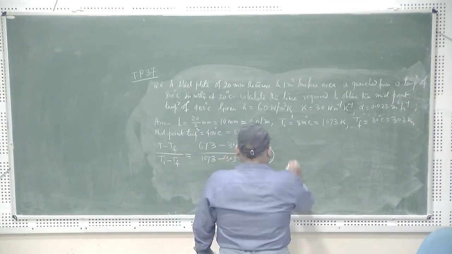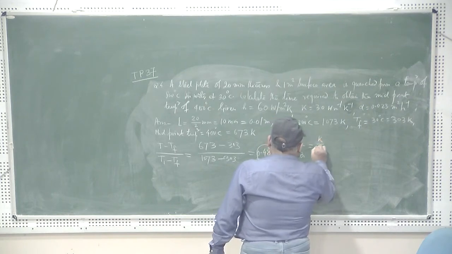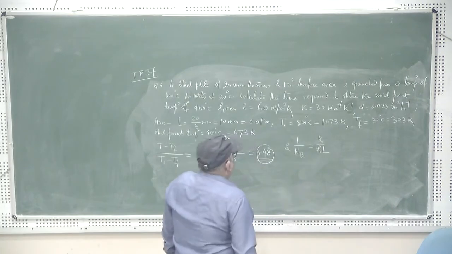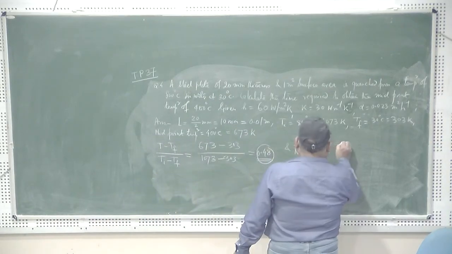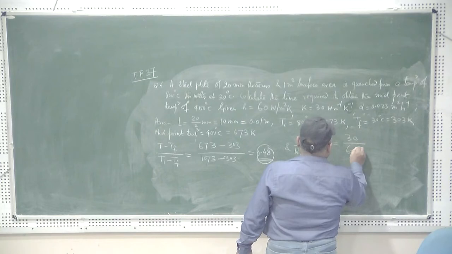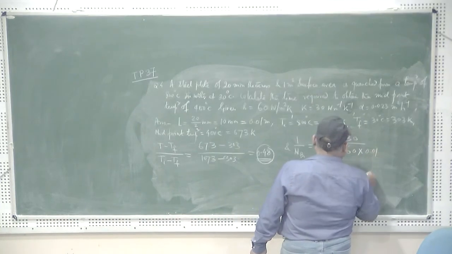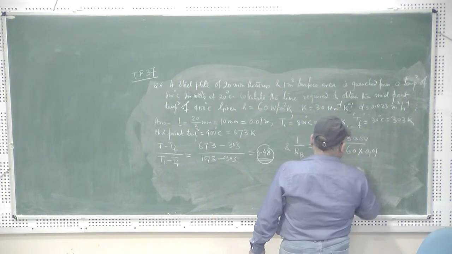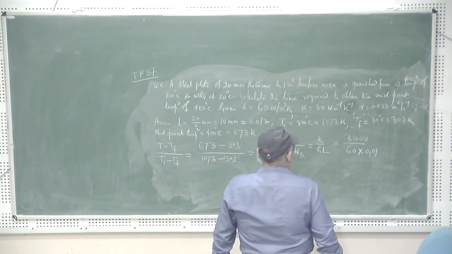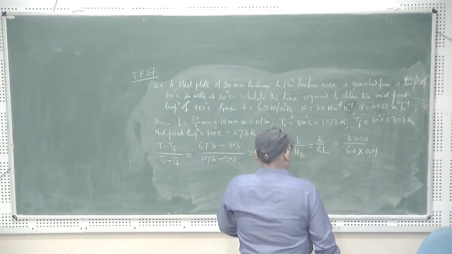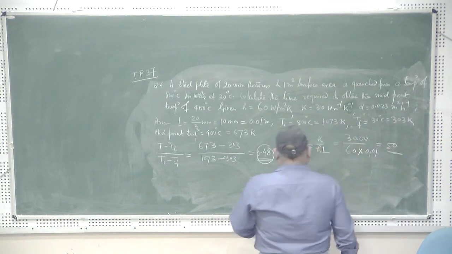Also, 1 by Biot number is equal to k upon hL. What is the value of k upon hL in this case? That is 30 divided by 60 into L, which is 0.01. That is equal to 50.